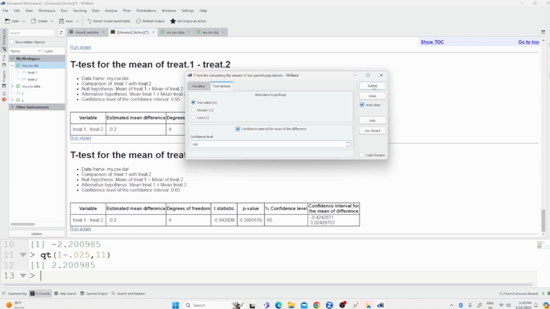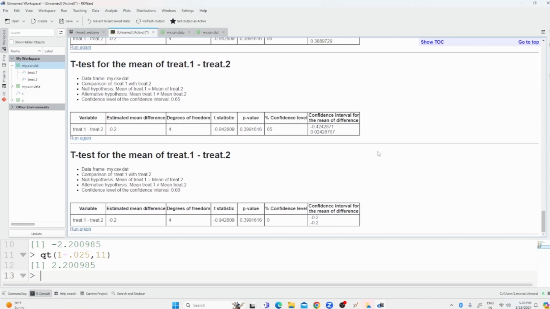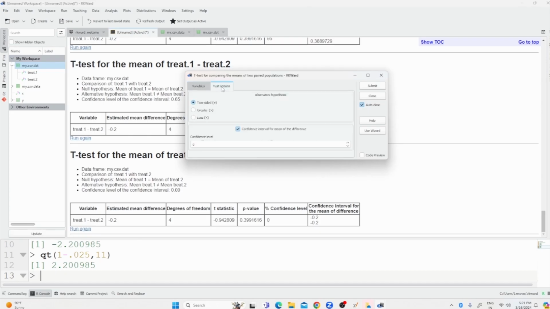40%. See, at 40%, the confidence interval is very similar. Let's check it again, what has happened here. Why did it become 0.5?